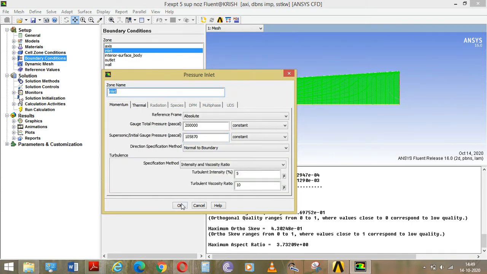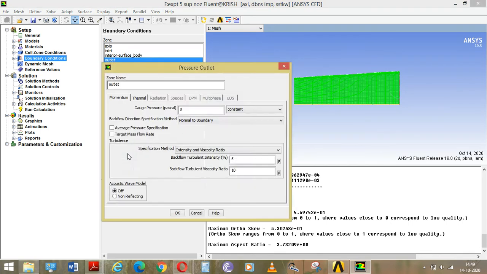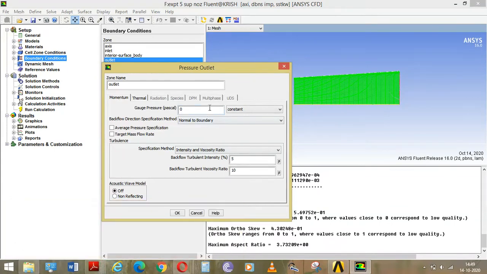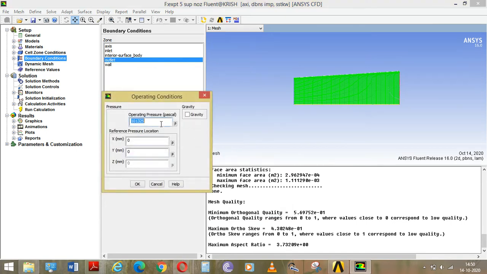Temperature is 300 Kelvin. At the exit, it is P. So P is 28480. Cross check: 0.2848 bar. Temperature is same. Operating conditions should be 0.